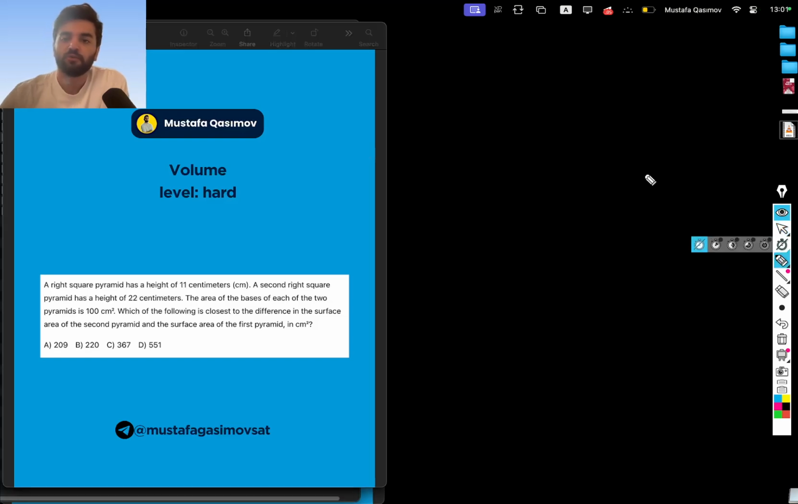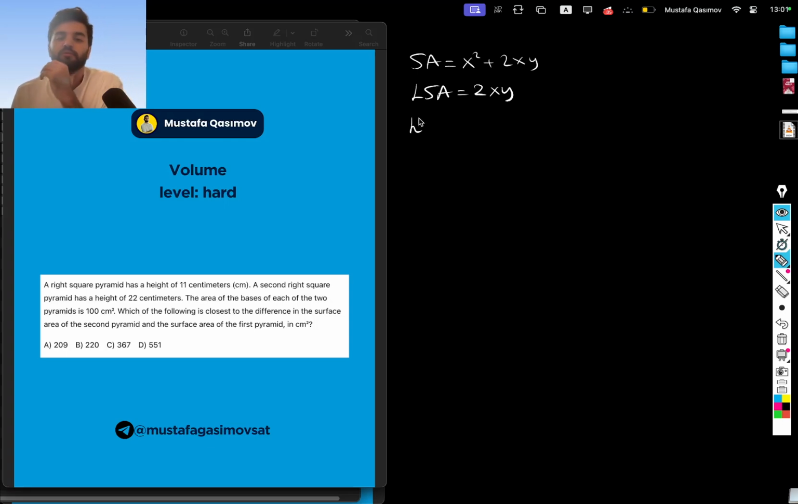This one I will use same formula because it's a square pyramid. Surface area is equal to x squared plus 2xy. Lateral surface area is equal to 2xy. It is not related to volumes, that's why I'm not writing volumes formula. h squared plus (x over 2) squared is equal to y squared.